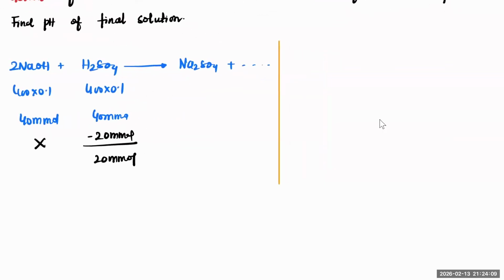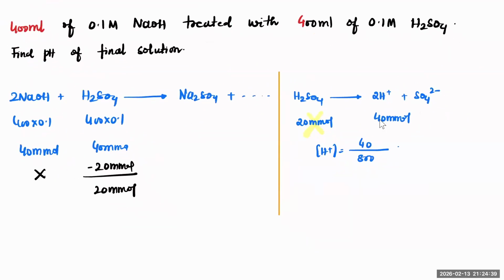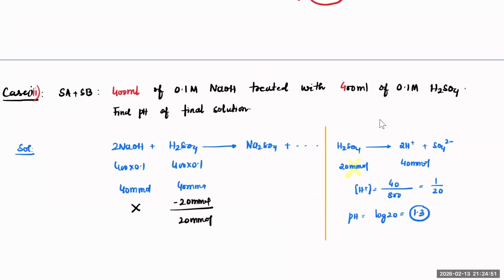So in that case, you can see H2SO4 will turn out into 2H plus and SO4 2 minus. Got it? And you have this 20 millimoles here. So that would get completely converted into 40 millimoles of H plus. And H plus concentration will be equal to 40 divided by total volume. In this case, the total volume is 800, right? So that makes it 1 by 20. So pH will be equal to log of 20, which is equal to 1.3. So that would be the pH of the solution.